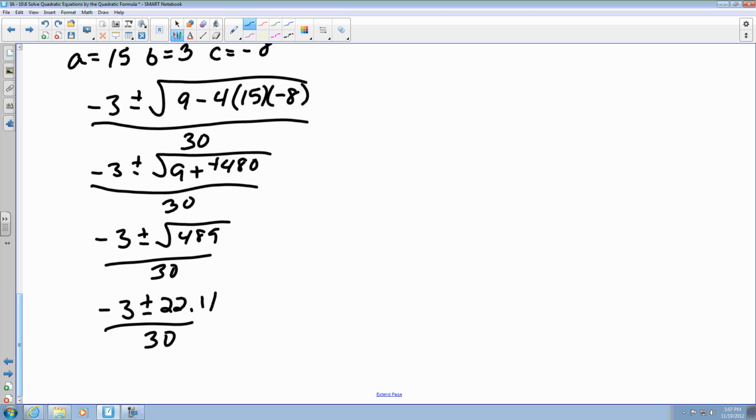So if I were to take negative 3 plus 22.11 and divide that by 30, I get something that x would equal about 0.64. And if I take negative 3 minus 22.11 and divide it by 30, I get, let's see here, something like negative 0.84.